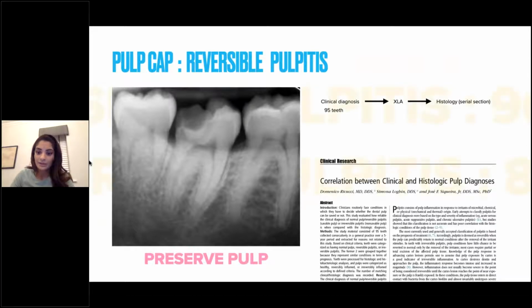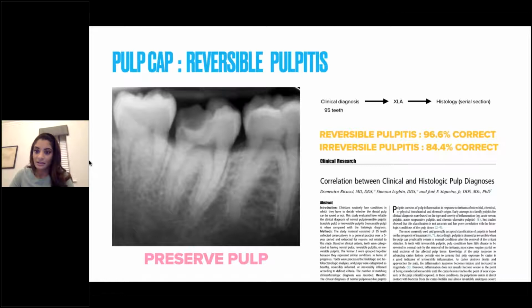And what they found was that if the patient complains of symptoms of reversible pulpitis, histologically 96.6%, a really high percentage, actually had reversible inflammation of the nerve. If they complained of symptoms of irreversible pulpitis, about 84% of the time that was correct. So you can see that sometimes patients complain of irreversible pulpitis, but it could be in a reversible state. Still pretty high percentages. So there is a good correlation between the symptoms the patient complains of and what's going on.